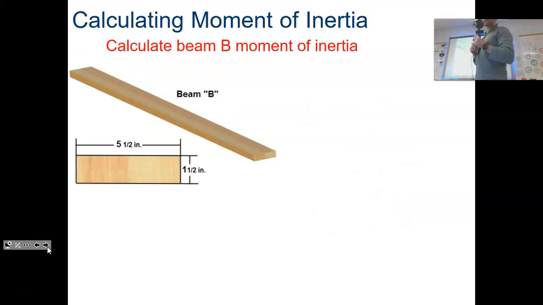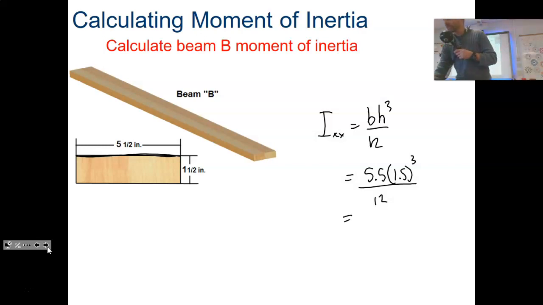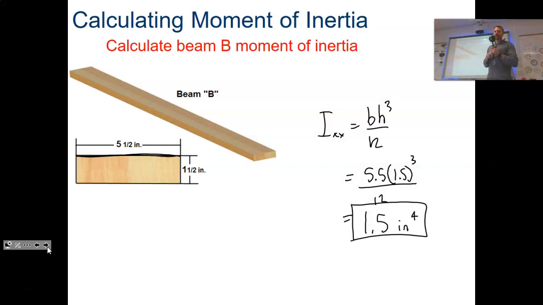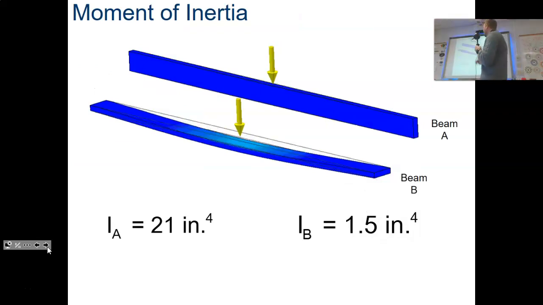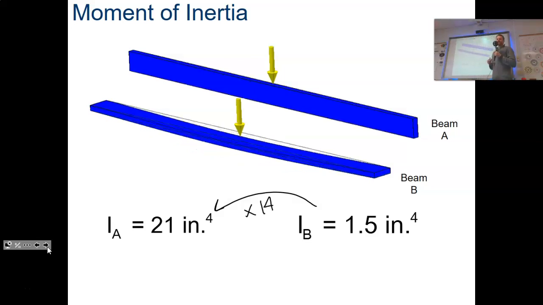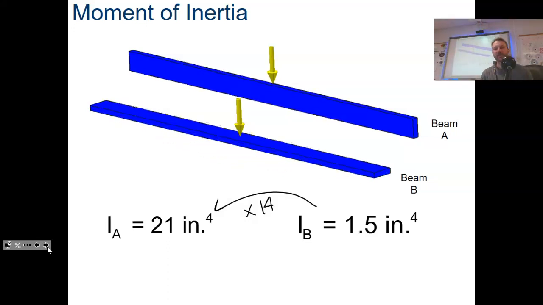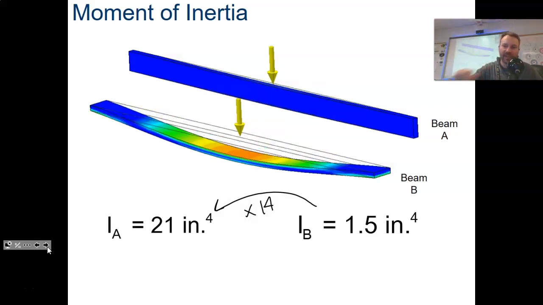Let's calculate it for if it was on its side. We're going to do it the other way. Base times the height cubed divided by 12. So again, the base this time is going to be 5.5, the height, 1.5. So 5.5 times 1.5 cubed divided by 12 is 1.5 inches to the fourth power. When you compare those two numbers, 21 and 1.5, right next to each other, this is like a full 14 times bigger. So you're going to get 14 times more stiffness out of that same object when you put it on its edge like that.